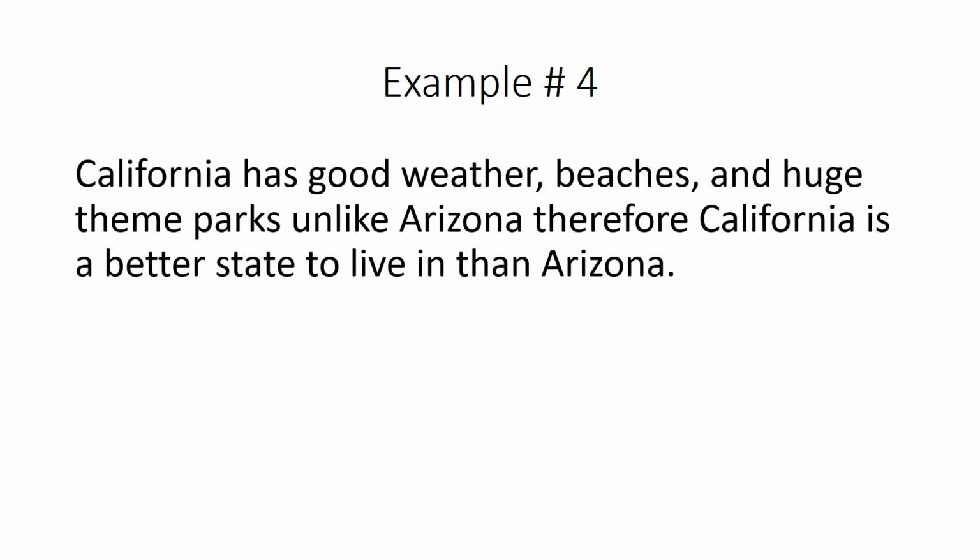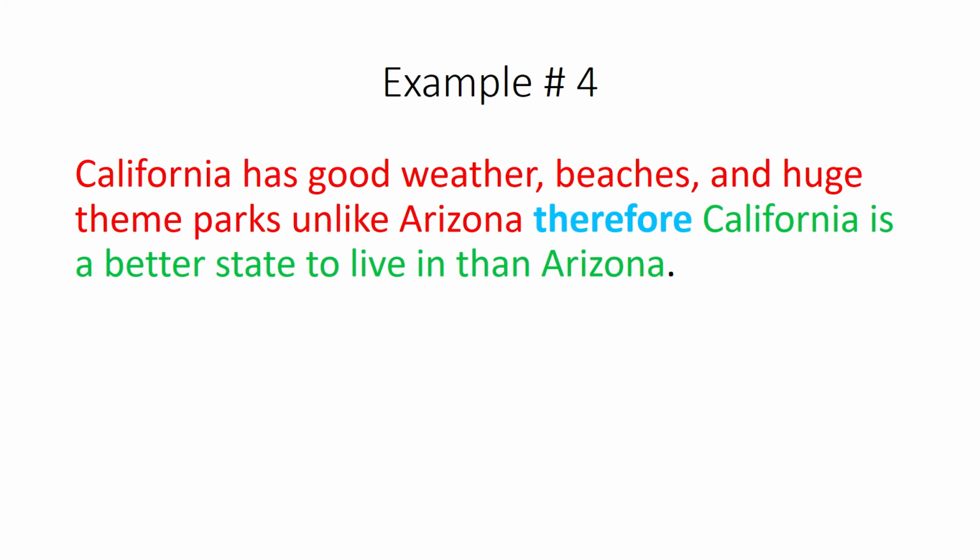Example number 4. California has good weather, beaches, and huge theme parks, unlike Arizona. Therefore, California is a better state to live in than Arizona. First step, we look for the inference indicator. And in this sentence, it's the word therefore. Therefore is a conclusion indicator, meaning what follows it is the conclusion. It's the main claim. It's the argument. California is a better state to live in than Arizona. What comes before it is the premise, the supporting claim.